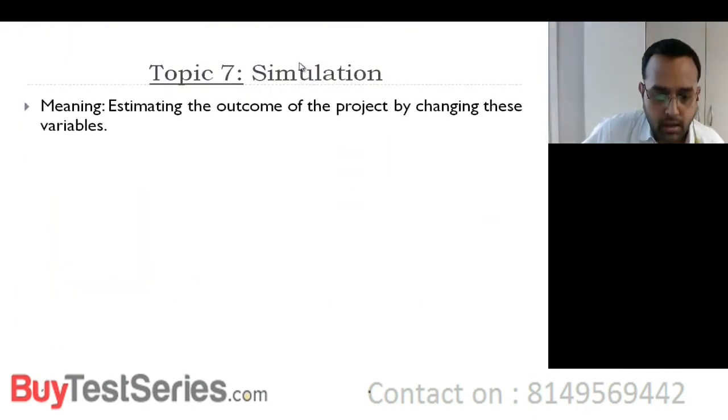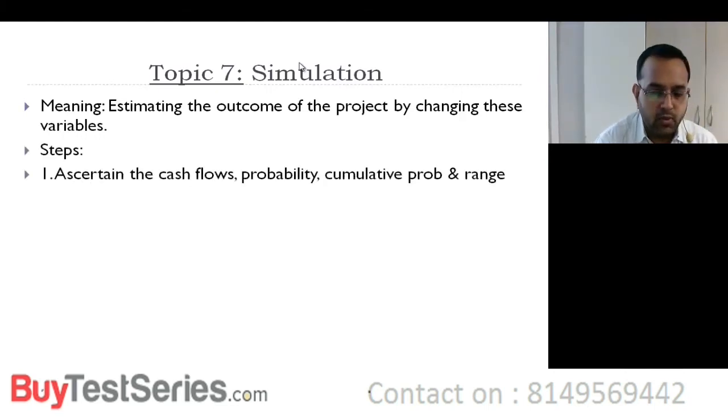Please make a note. Meaning, estimating the outcome of the project by changing the variables. Steps: ascertain the cash flows, probability, cumulative probability, range. Step 1, find out what are all the possible cash flows, what is the probability of each cash flow happening, fix a range for it, cumulative probability and range for it.